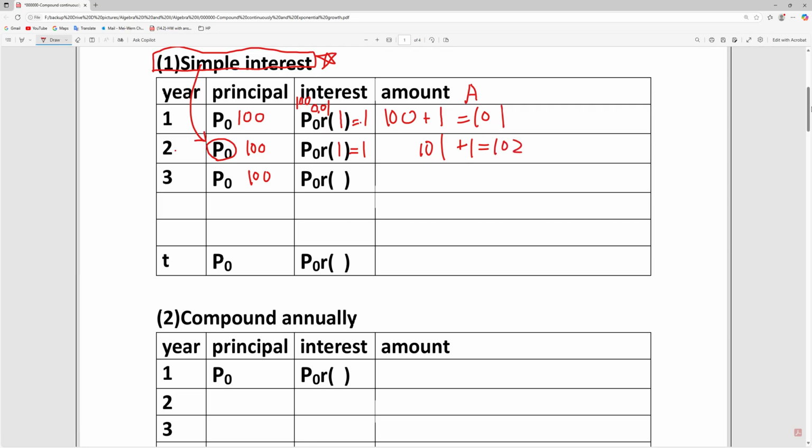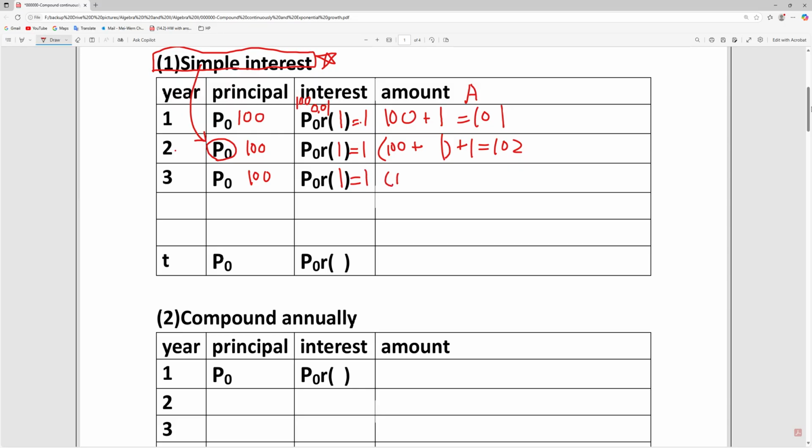Okay? Let me make it look like a formula, looks like a proof. So you have $100 plus 1 and plus 1, right? Same thing. Another 1 year, you have another $1.